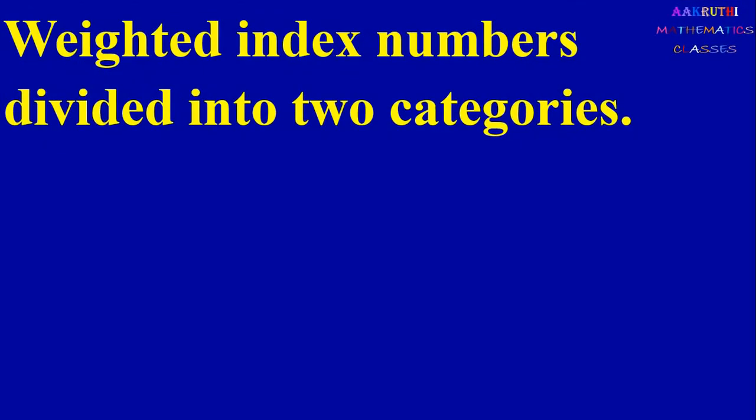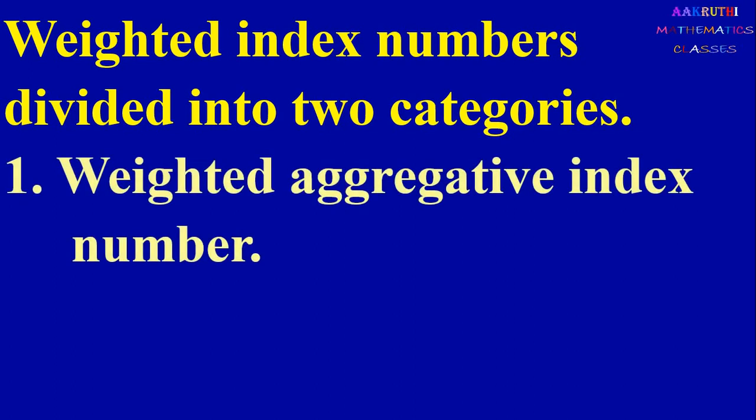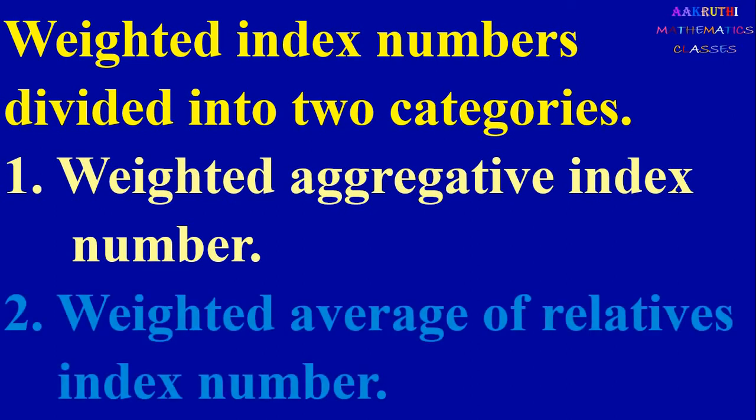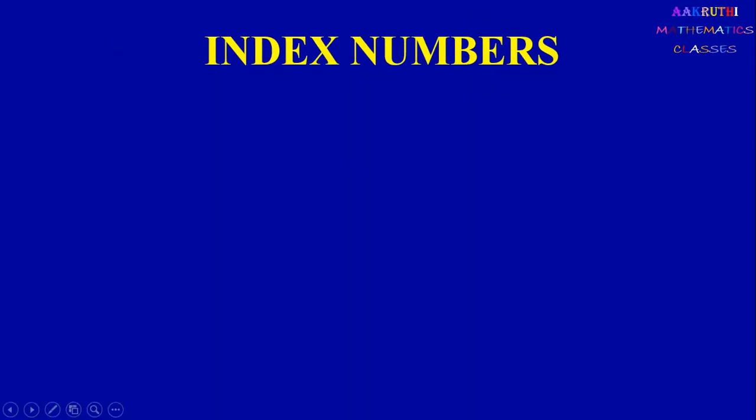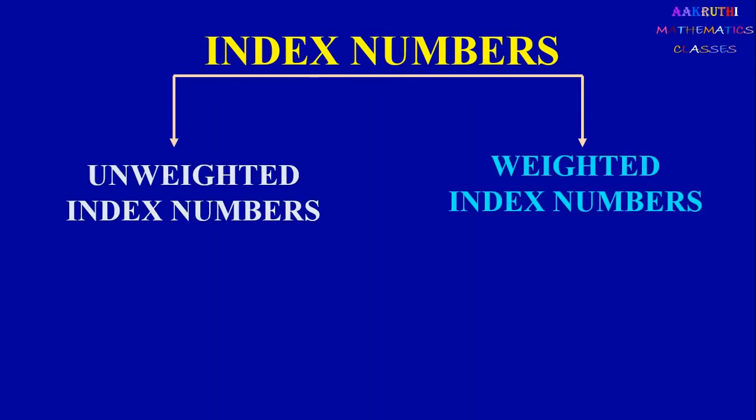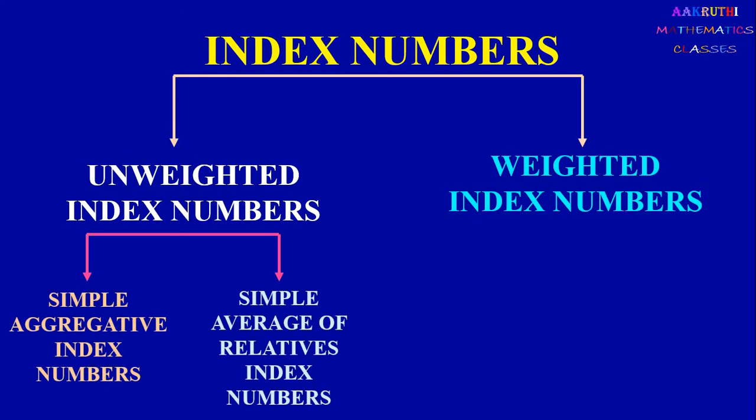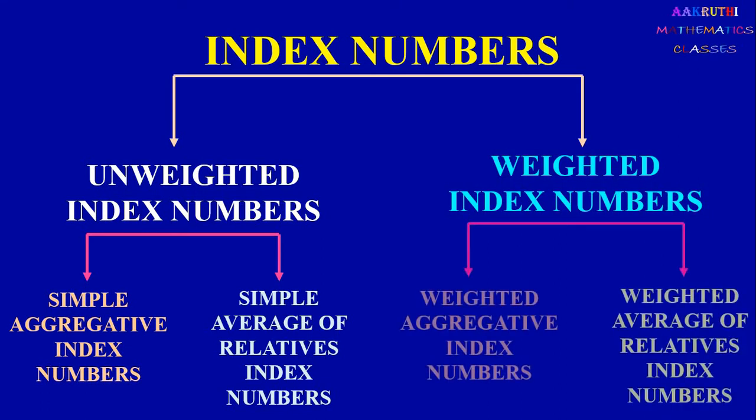Now, like unweighted index numbers, weighted index numbers are also divided into two categories: weighted aggregative index numbers and weighted average of relatives index numbers. So index numbers are divided into unweighted index numbers and weighted index numbers. Unweighted are divided into simple aggregative index numbers and simple average of relative index numbers. Weighted are divided into weighted aggregative index numbers and weighted average of relatives index numbers.